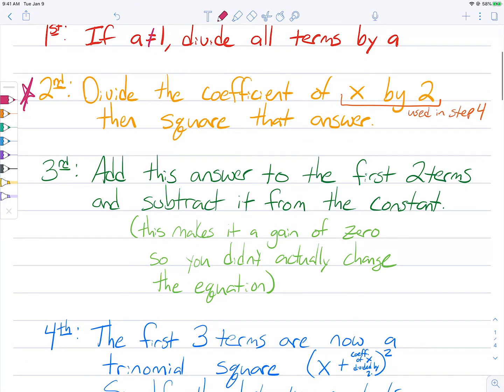Step 3, add this answer to the first 2 terms. So the first 2 terms are that x squared plus bx type stuff. And subtract it from the constant. So what you're doing is you're adding it and subtracting it on the same side, giving you a net gain of 0. That makes it so we didn't actually change the equation. You can't just add a number to one side unless you add it to the other or subtract it from that same side. So if you add it and subtract it, like adding 2 and subtracting 2, you've really done nothing, which is fine. That's what we want. So you're going to add it and subtract it.